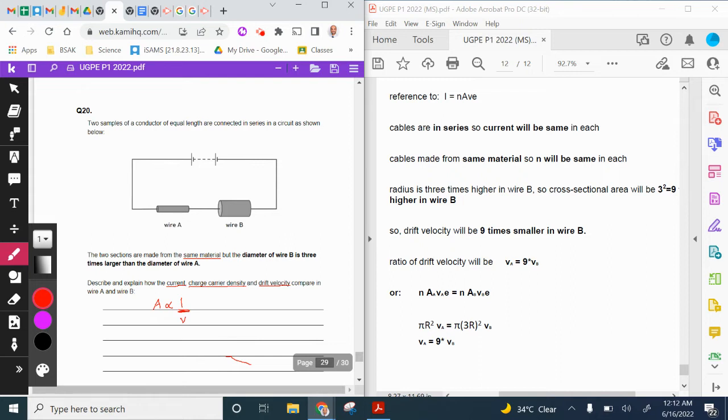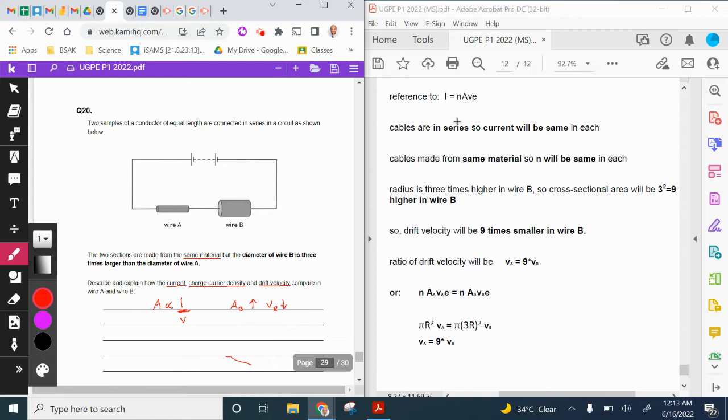We can see that wire B has a bigger cross-sectional area, and it says that the diameter of wire B is 3 times larger than diameter A. So one statement we can say is that wire B has a larger cross-sectional area compared to A, so therefore its drift velocity is going to be smaller. Okay, so wire B is going to have a smaller drift velocity. Now, that's something that we can say as a general statement, but we've been given specific dimensions: the diameter of wire B is 3 times larger than diameter of wire A.